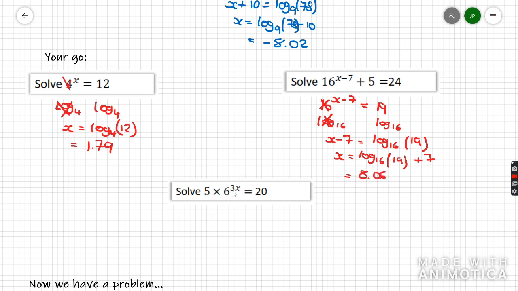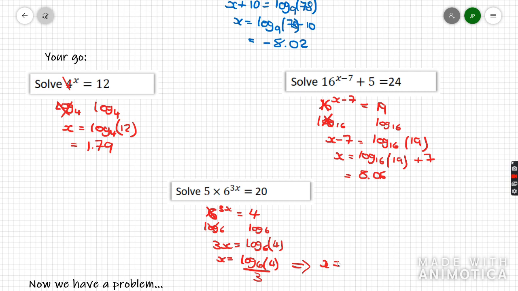And the last one, obviously you need to get rid of the 5 times first. So we'll divide both sides by 5. 6 to the 3x equals 4. Then we'll log base 6 both sides to get rid of that 6 to the power. 3x is going to be log base 6 of 4. So x is going to be log base 6 of 4 over 3. So nice and simply, through your calculators, x should be 0.26. Okay, so these ones, nice and simple. Make sure you use the correct base on your log and it matches the base of whatever the power you are using.